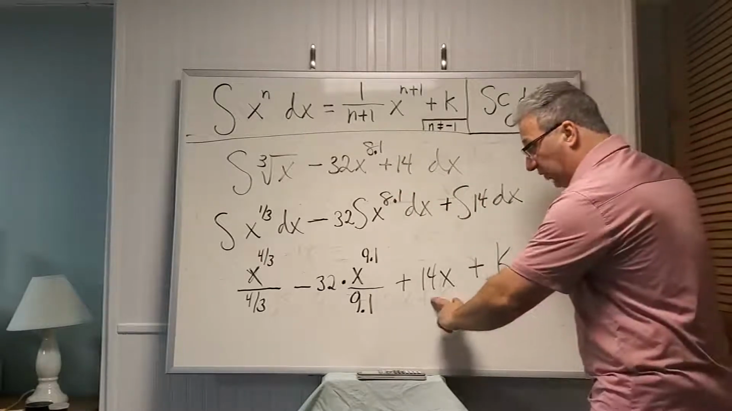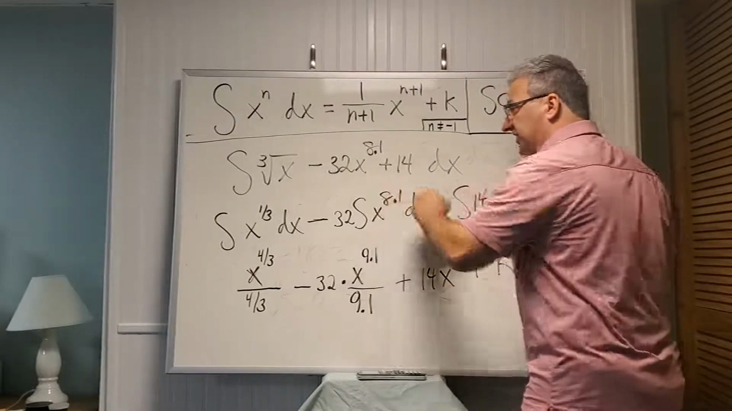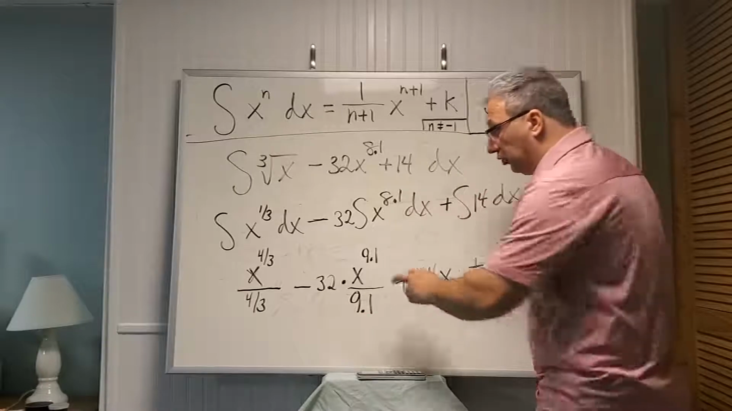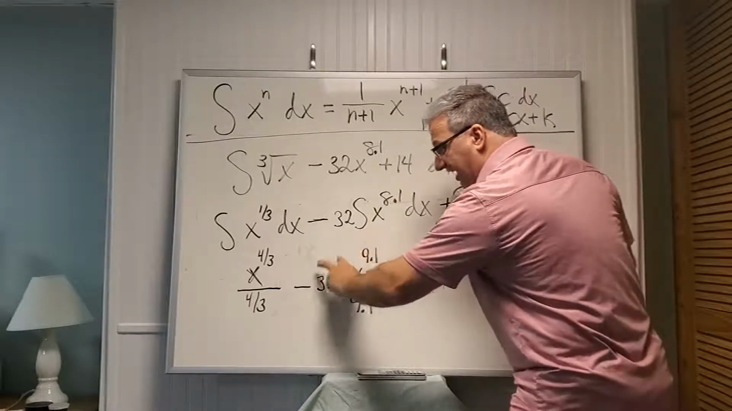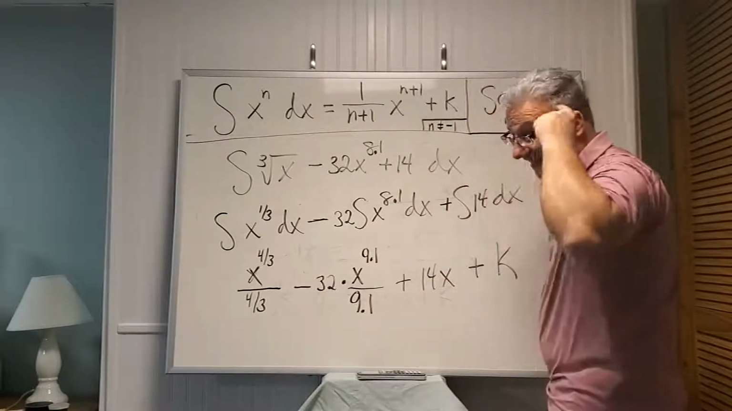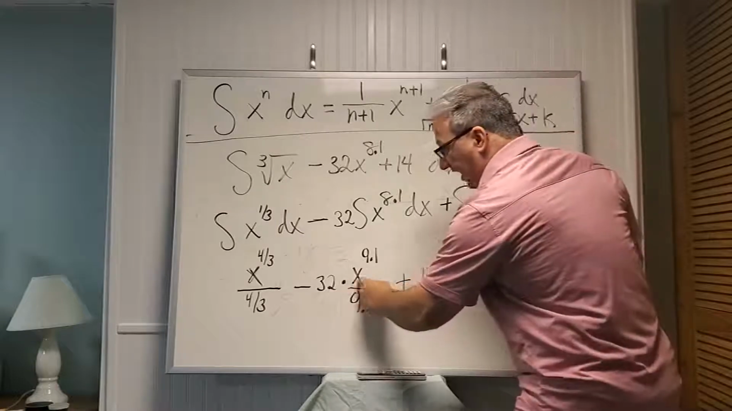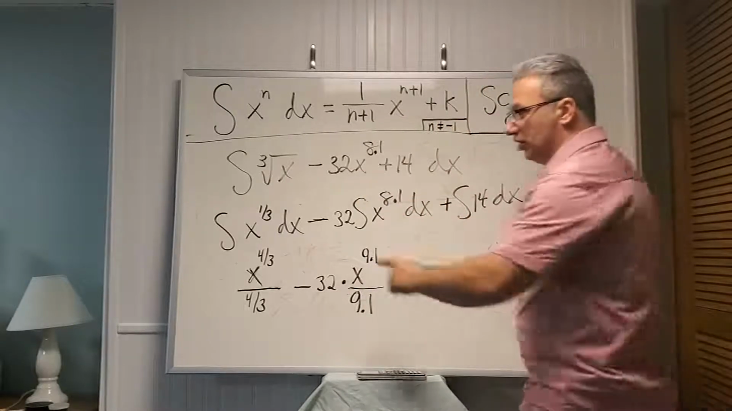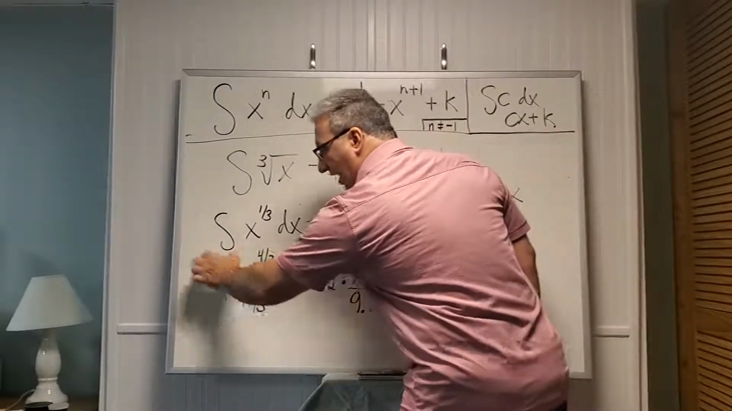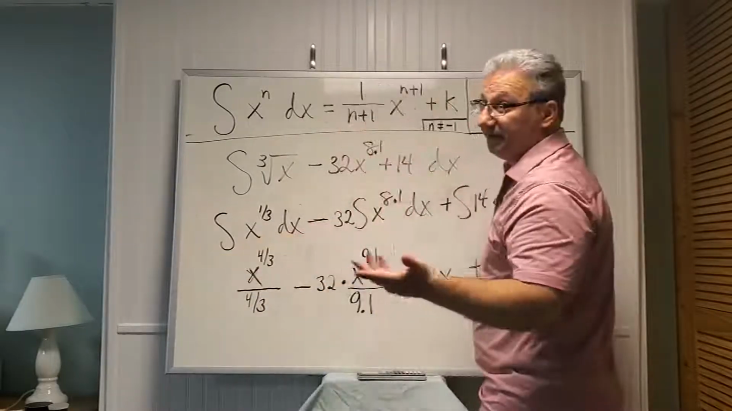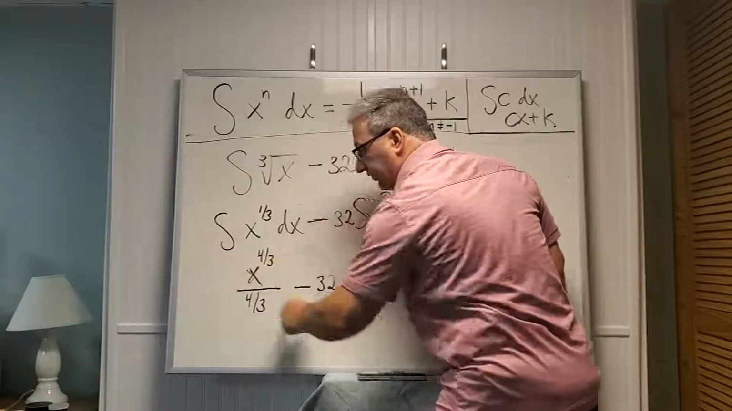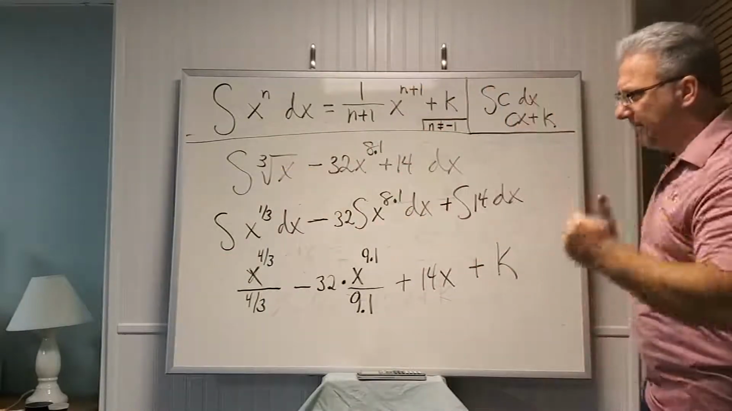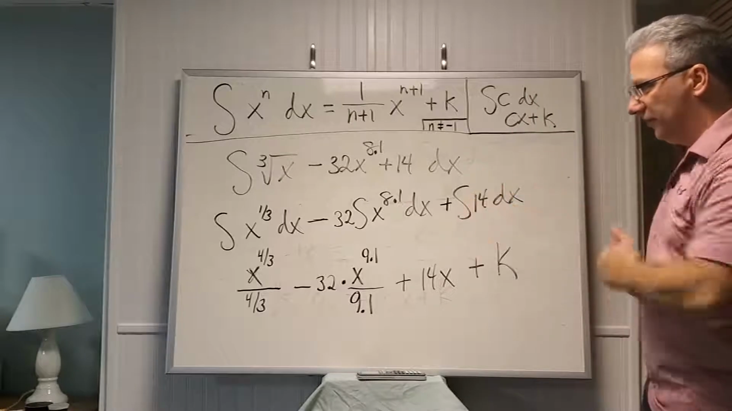The derivative of 14x is 14. Nice. The derivative of this, well, the derivative rule is bring the power down. When you bring it down, the 9.1s cancel. 32x to the subtract 1, 8.1. Nice. Over here, when you bring the power down, the 4/3 cancel. You're left with x to the 1/3. A beautiful antiderivative right there.